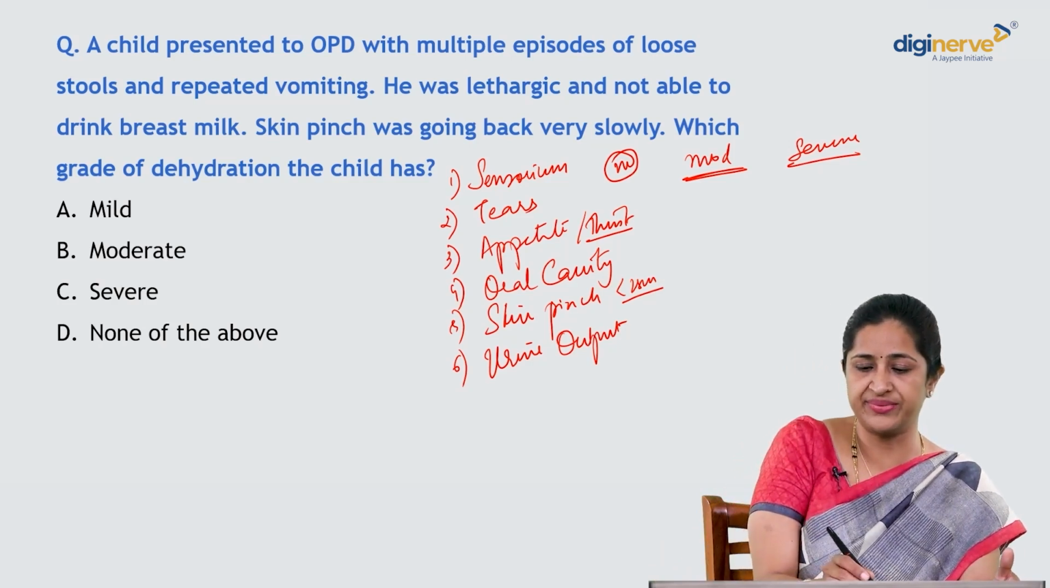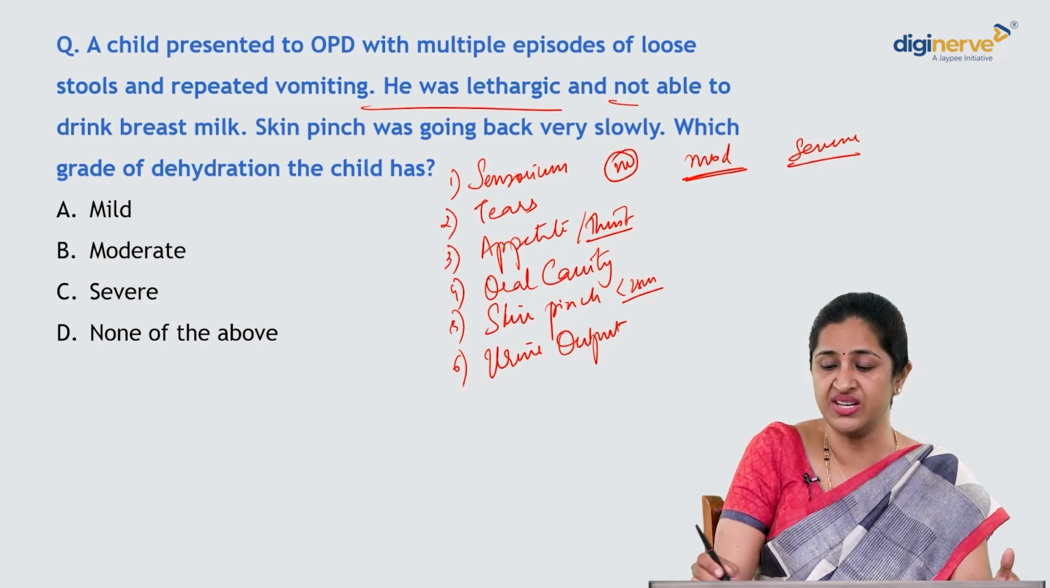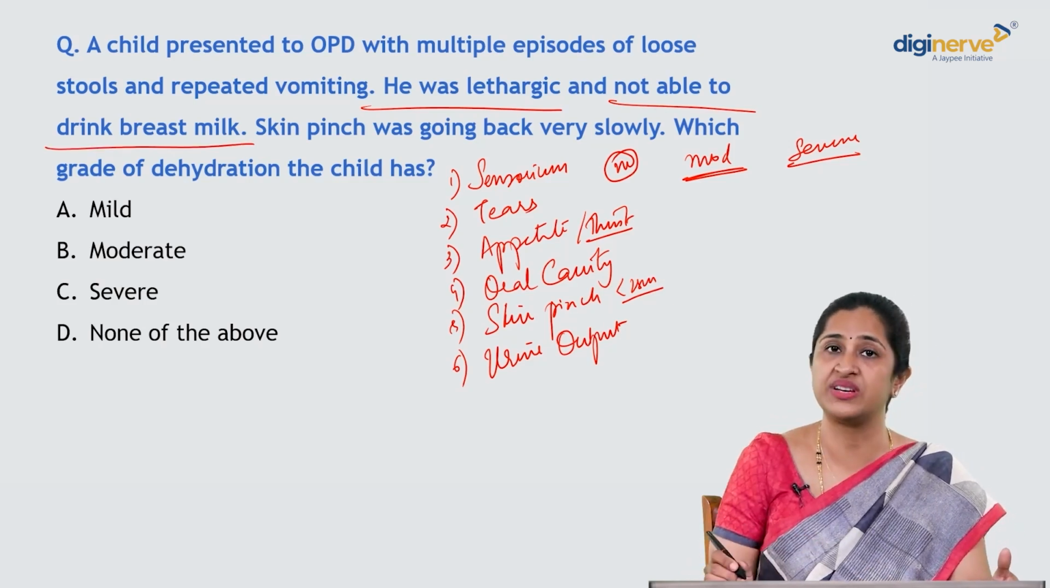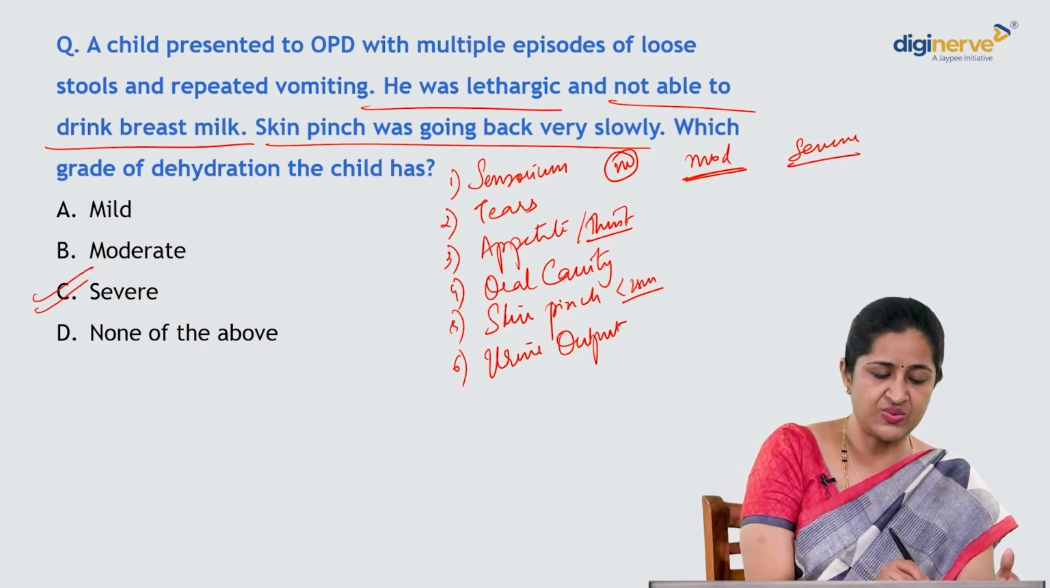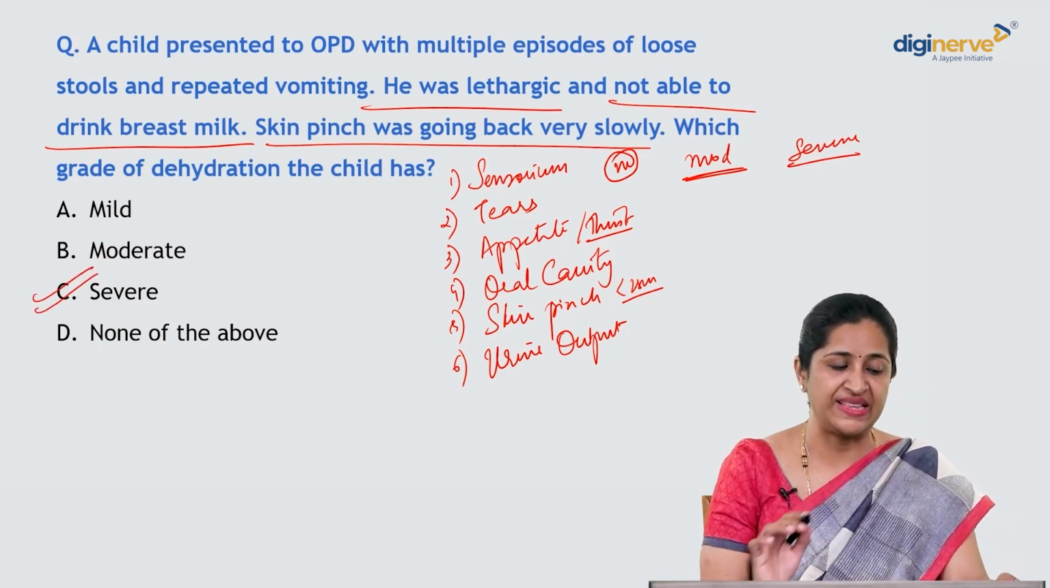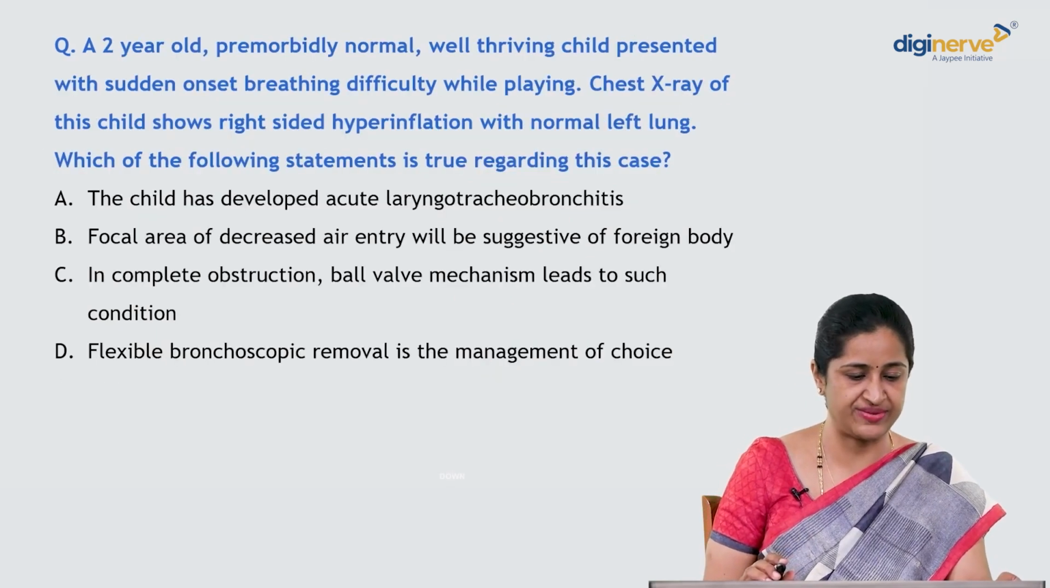So here what do we have? We have lethargy, we have poor thirst, and we have skin pinch going back very slowly. So that is why the correct answer is C. This child is in severe dehydration.